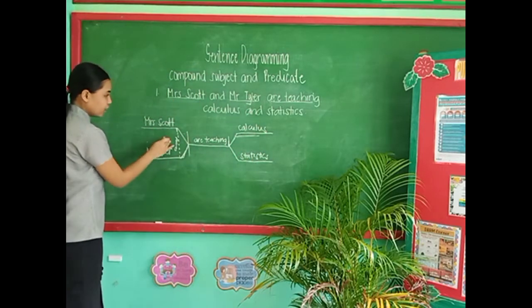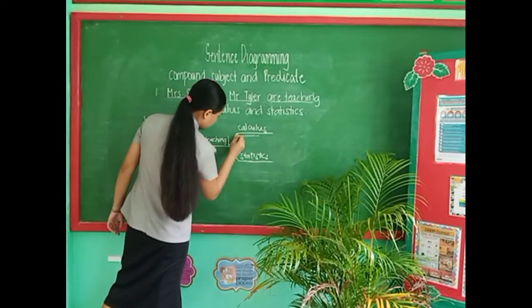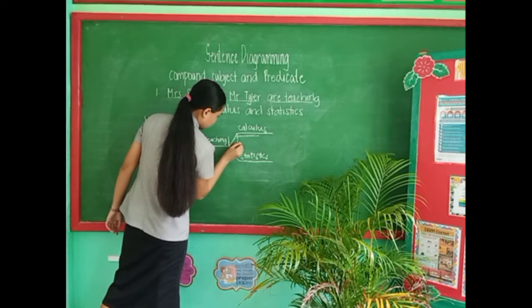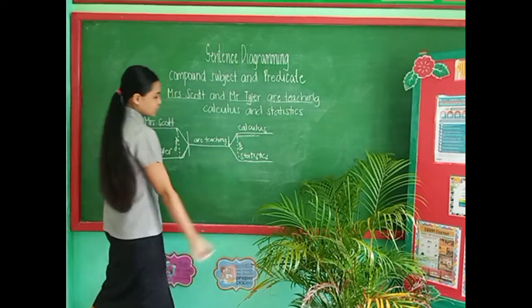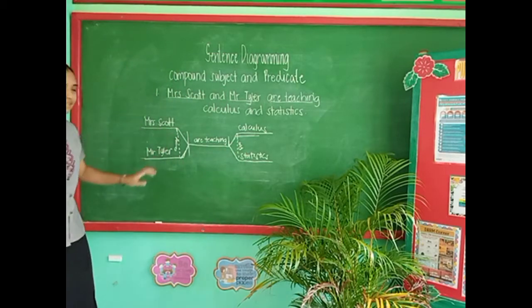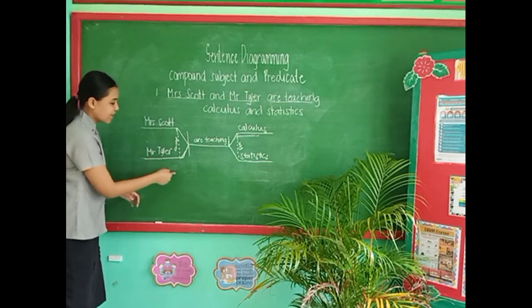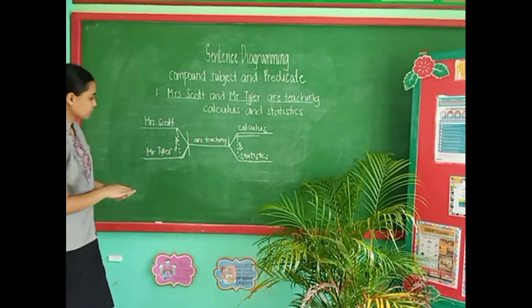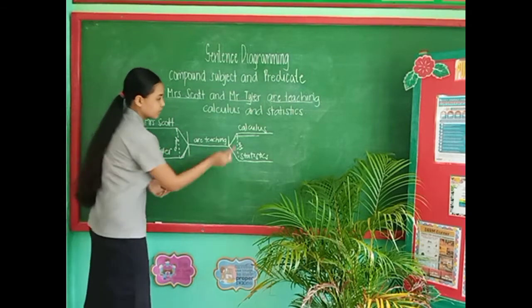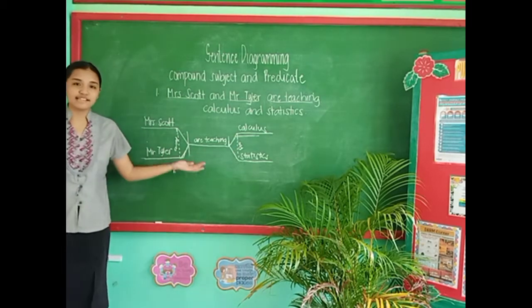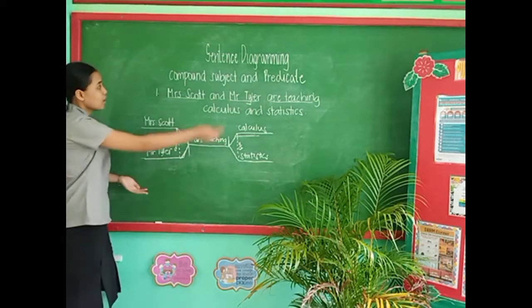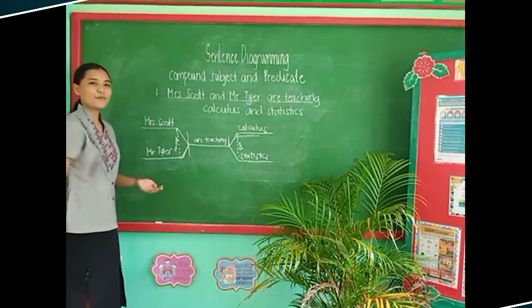Like what we did here, we also need to put the word "and" here. So, Mrs. Scott and Mr. Tyler, and is here. Mrs. Scott and Mr. Tyler are teaching what? Calculus and statistics. So this is how we diagram a sentence with a compound subject and predicate.